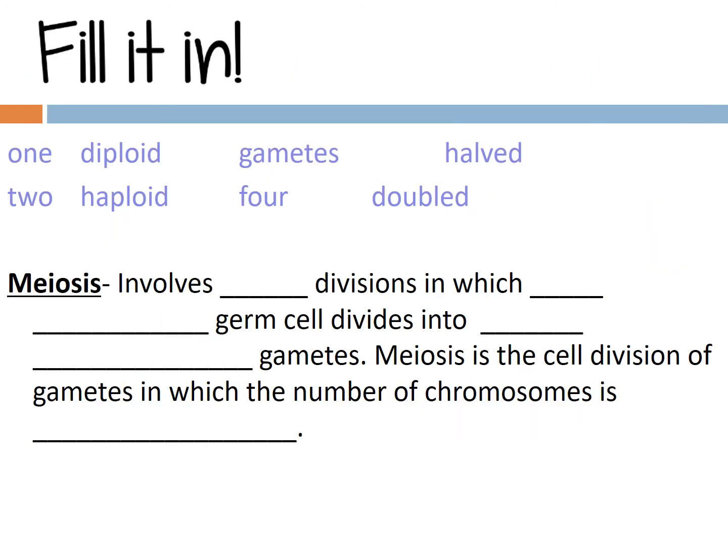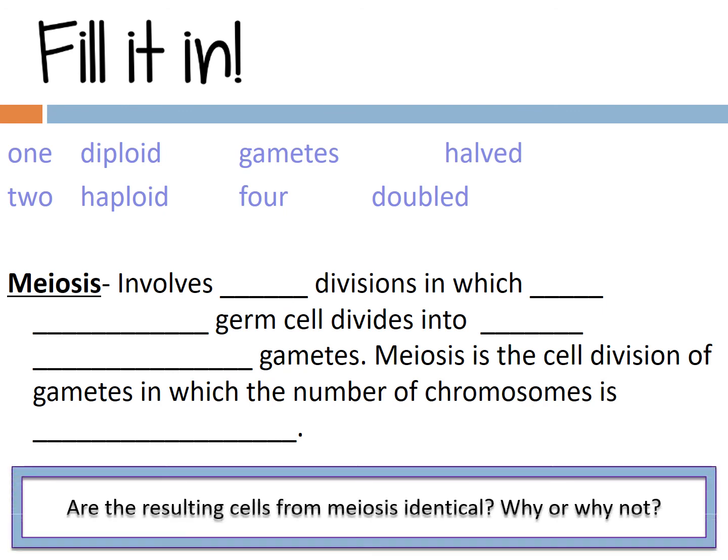All right, so this is not on your paper, but let's practice. Let's see what we got. What does meiosis involve? Well, it involves 2 divisions in which 1 diploid germ cell divides into 4 haploid gametes. Meiosis is the cell division of gametes in which the number of chromosomes is halved. So, are the results from meiosis identical? Why or why not? No, they're not identical.